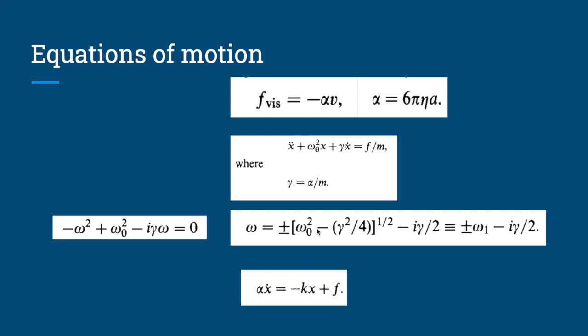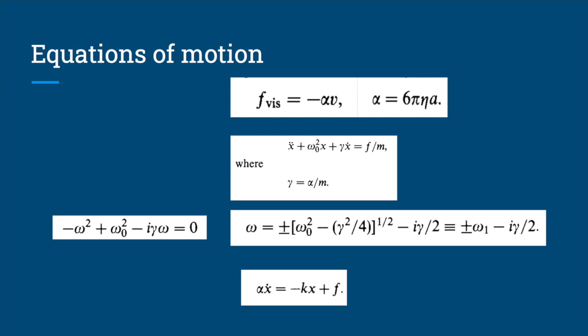If omega naught square is greater than gamma square by 4, then omega 1 is real, where this term is omega 1. So it will oscillate with frequency omega 1, decaying in time with time constant 2 by gamma. And if it is less than that value, then omega 1 will be imaginary and there will be no oscillatory component.